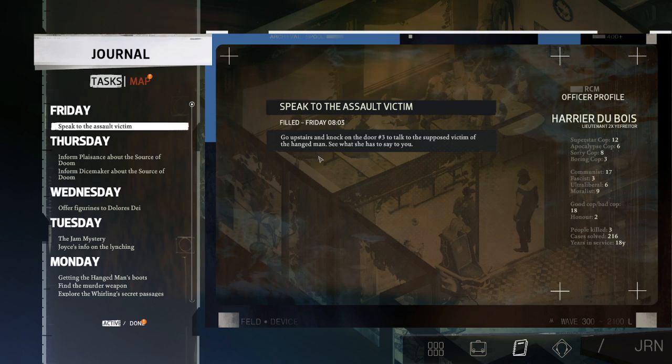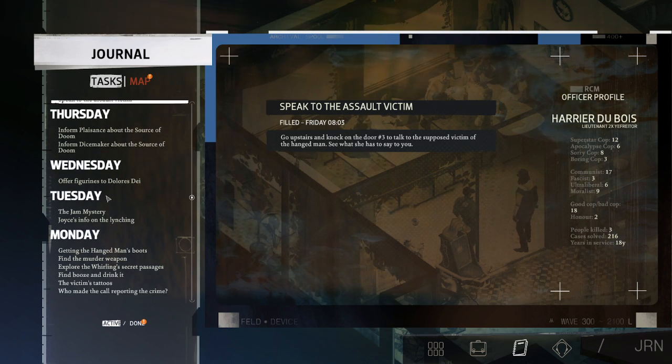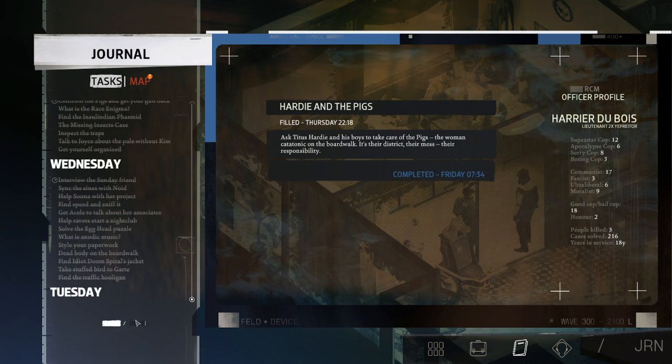Speak to the assault victim. Go upstairs and knock on door number 3 to talk to this post-victim of the hangman. See what she has to say to you. Ooh-wee.